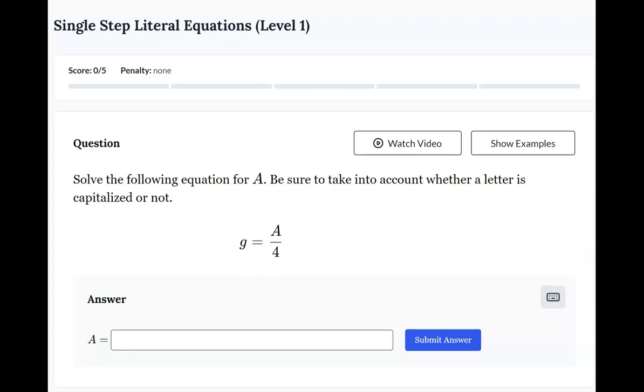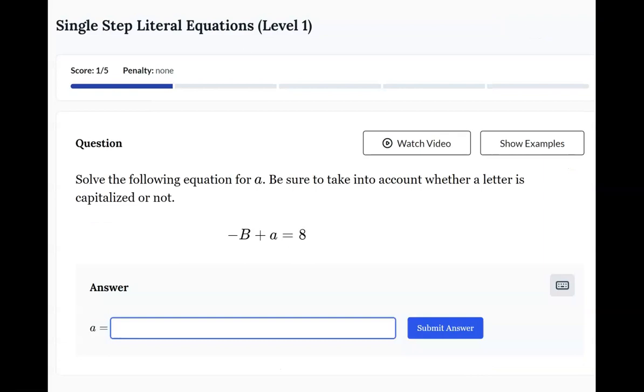The only way to remove dividing by 4 is using the inverse, which is multiplying by 4. And sometimes you can do the math, and sometimes you can't. So the answer to this would be 4 times g is equal to capital A. So we're going to type a 4g here in the box because they already typed the A equals.